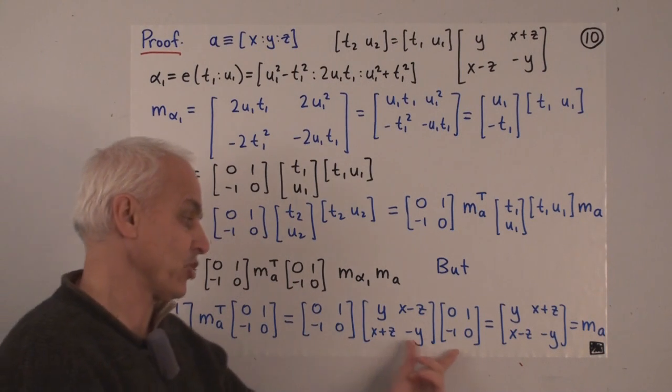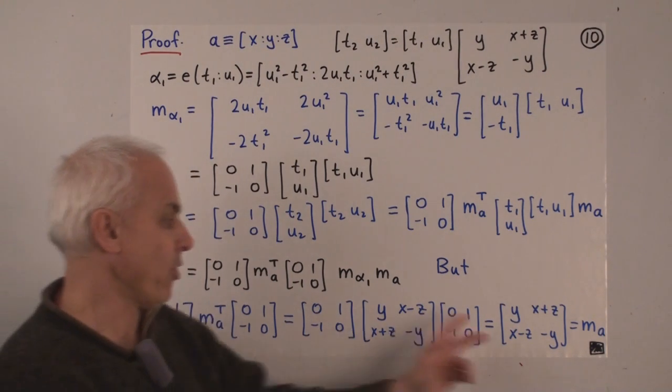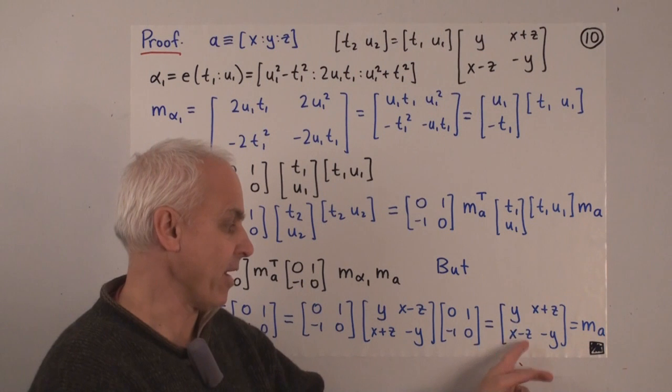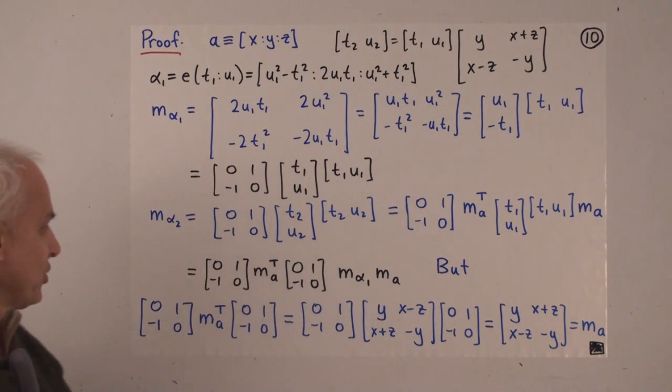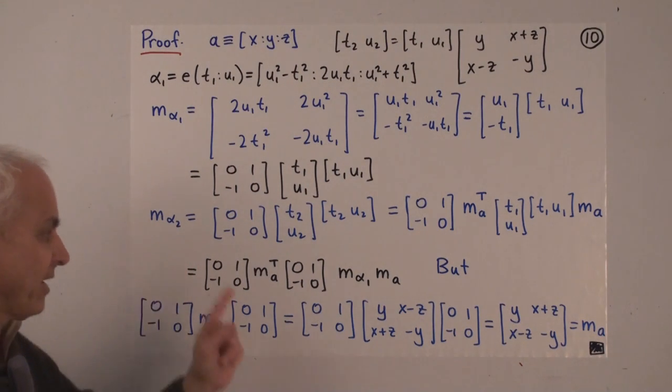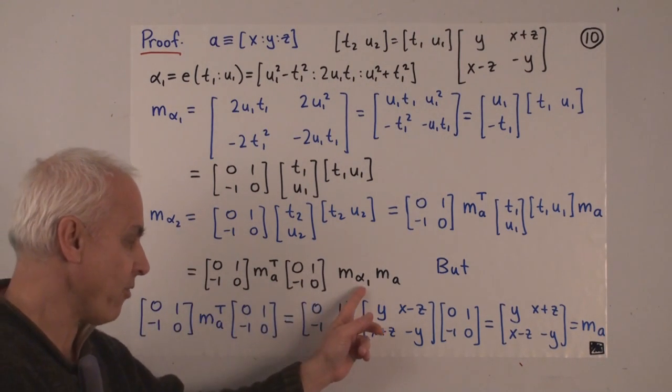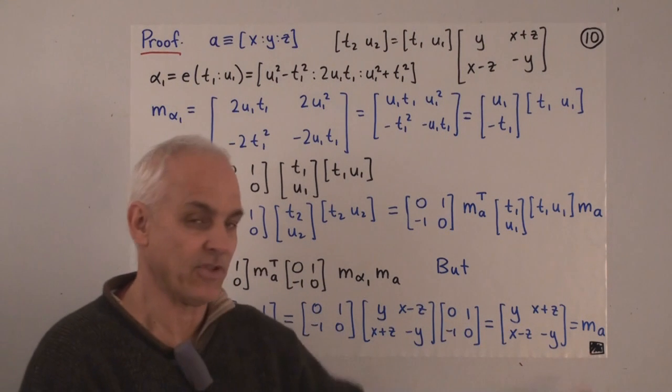And then we multiply these three matrices out. And lo and behold, we get y, x plus z, x minus z, minus y, which we recognize is exactly M sub a. So M sub alpha 2 is in fact M sub a times M sub alpha 1 times M sub a, just like we said it was.